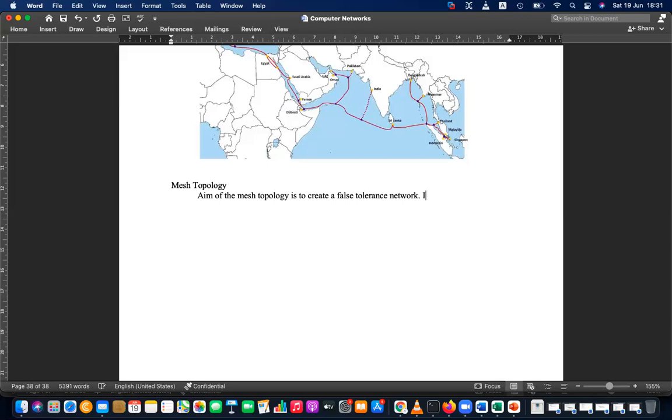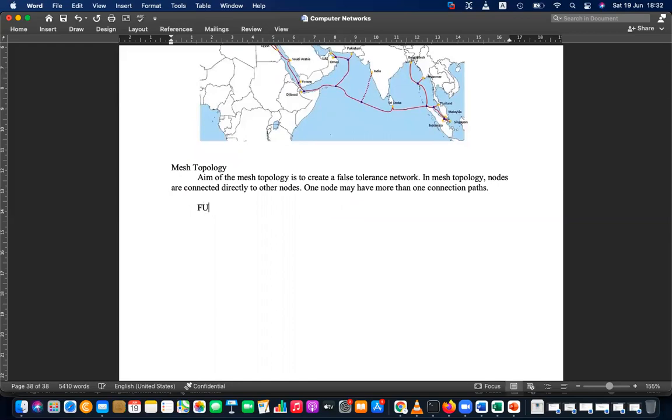In mesh topology, nodes are connected directly to other nodes. One node may have more than one connection path.